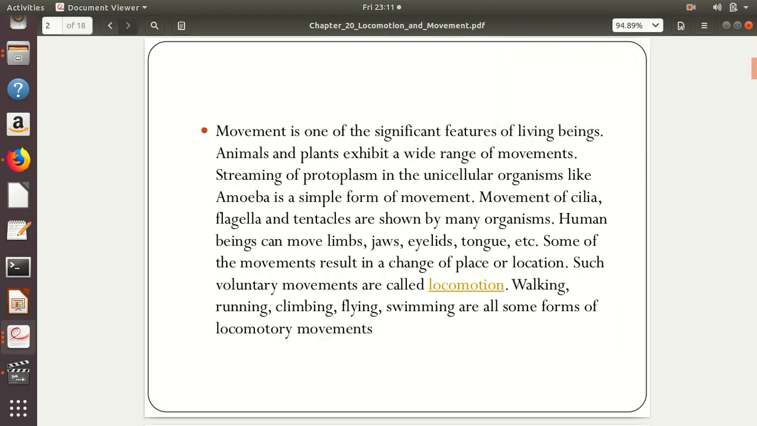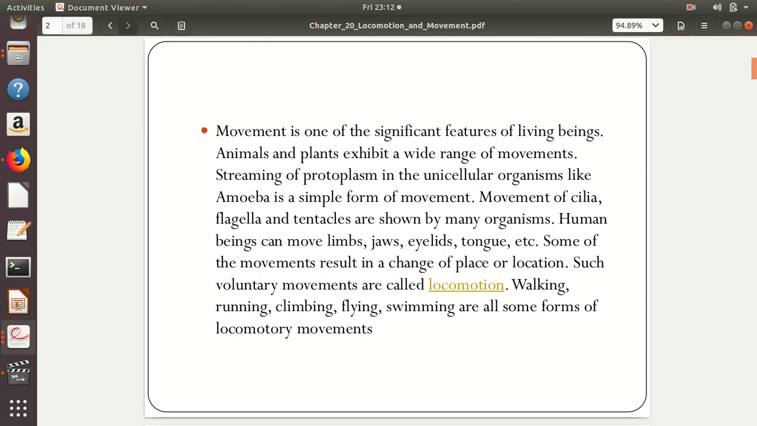Movement is one of the significant features of living beings. Animals and plants exhibit a wide range of movements. The streaming of protoplasm in unicellular organisms like amoeba is a simple form of movement which we also call cyclosis, the circular movement of protoplasm. The movement of cilia, flagella and tentacles is also seen in many organisms. Human beings can move their limbs, and also their jaws, eyelids, tongue, etc.